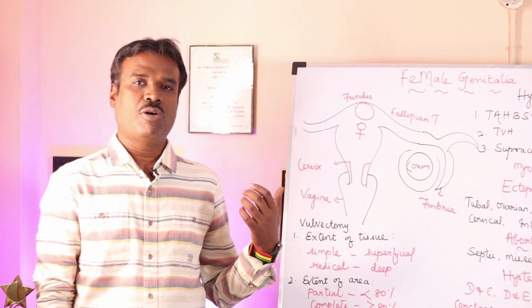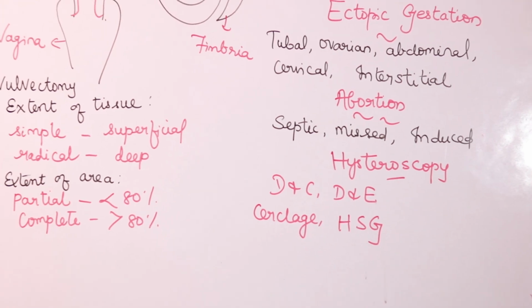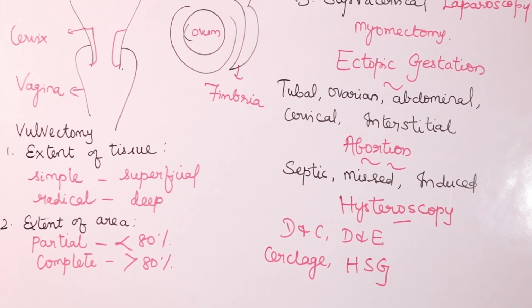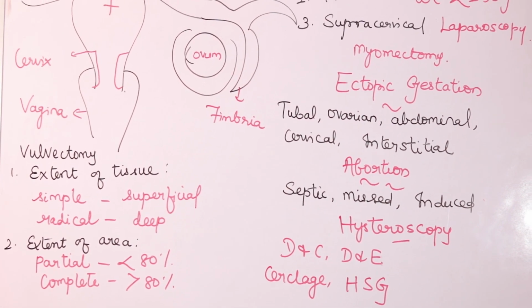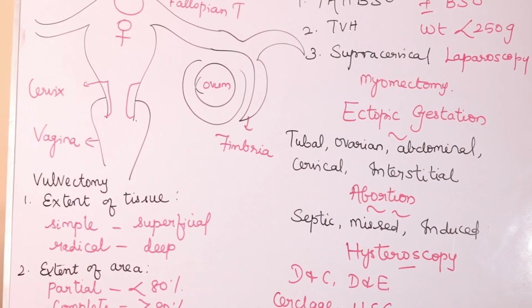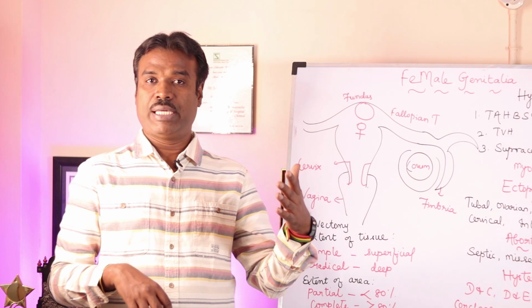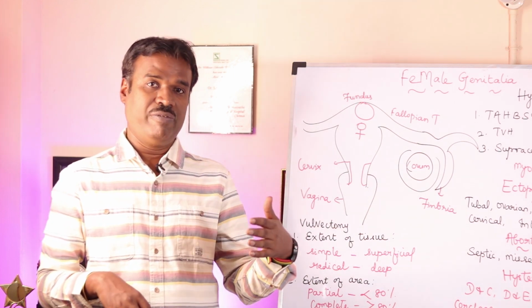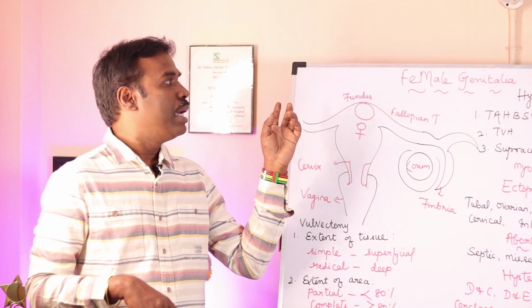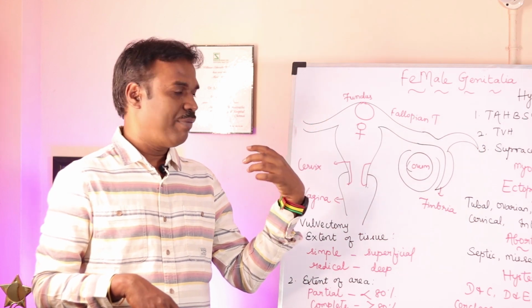Hi, this session is all about the female genitalia or the female reproductive system. We have the external and the internal genitalia. The external genitalia of a female is called the vulva. Okay. Coming to the external genitalia, we have the vulva.